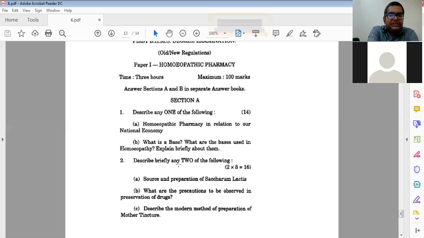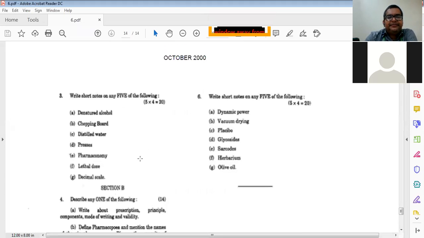Then next, describe the modern methods of preparation of mother tincture. That is percolation and maceration, you have to write. Mostly you have seen many of the questions are just repeated. There is repetition of questions, so at least what came in the question paper, don't leave this type of question. At least prepare for them. It will be a bonus for you, as mostly this type of question may be repeated.